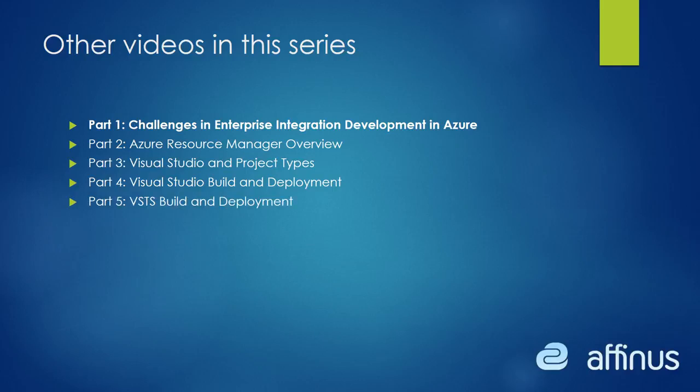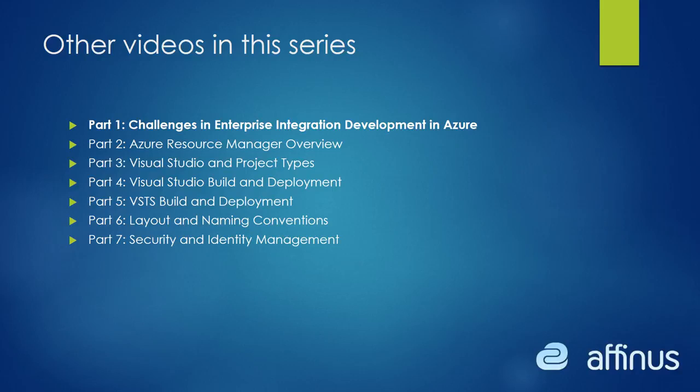Part 5, we'll be looking at build and deployment, this time from Visual Studio Team Services, so continuous integration, automated testing, and automated deployment to your different environments. Part 6, we'll be looking at the layout of your solutions and your source code, and also providing some naming conventions that you can use for your Azure resources. In Part 7, we'll be looking at security and identity management, so both design time security using RBAC, role-based access control, and runtime security for your resources.